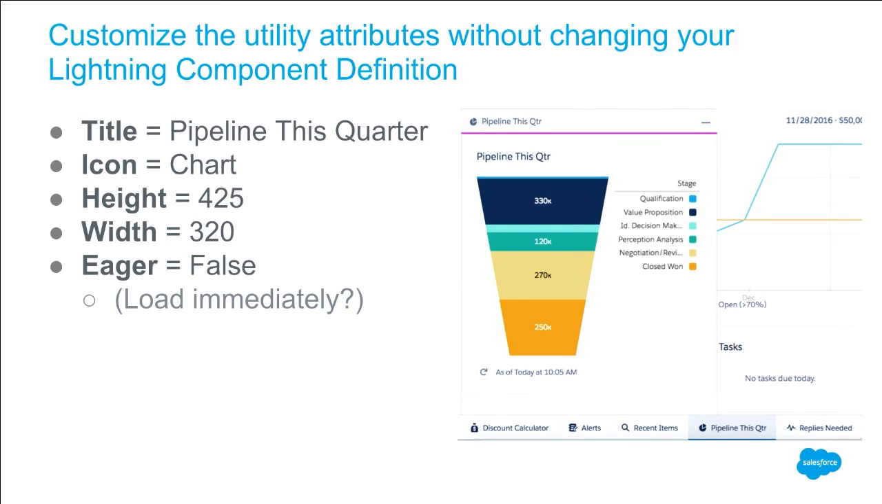Awesome, so let's dive deeper into a utility. You can see a couple of things. It's got a title, it's got an icon, height, width. The cool thing about utilities is you don't have to actually include any of these attributes in your Lightning component. You want to keep your Lightning component nice and clean. Instead, you can specify all these attributes when you make the API request to create the Lightning page. And you can change these things.